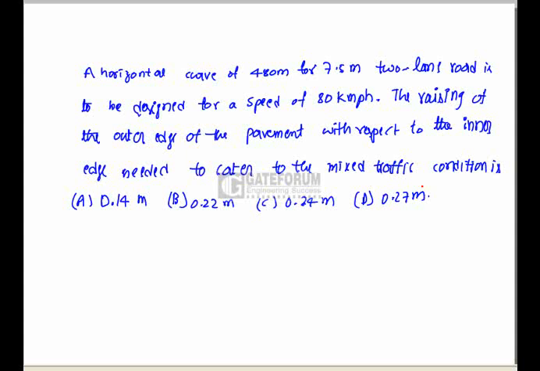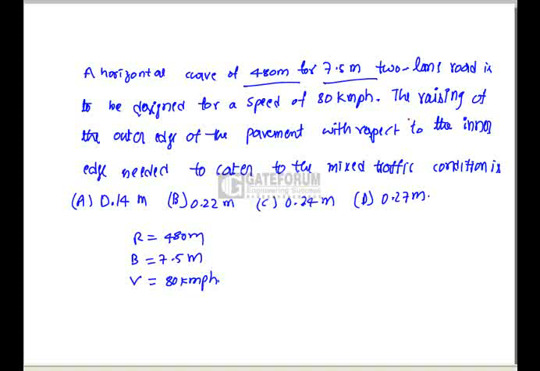Question: first we will write down the data that was given. A horizontal curve of radius R equal to 480 meters and a 7.5 meter two-lane road, that is, a road width of 7.5 meters, is to be designed for a vehicle speed of 80 kmph. The raising of the outer edge of the pavement with respect to the inner edge needed to cater to the mixed traffic condition is, we have to find out the rise.